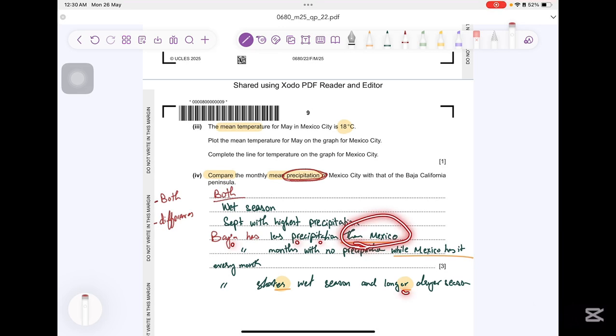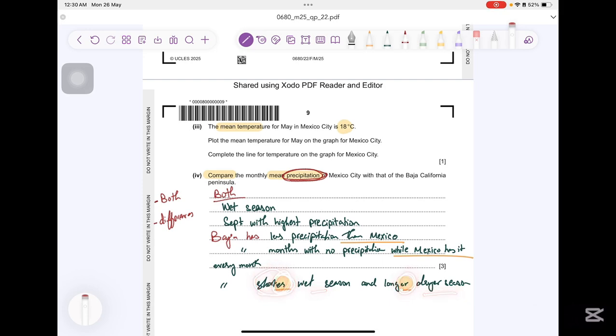And also we're going to see the ER in order to compare. Baja has months with no precipitation, unlike Mexico, which had it every month. Baja has a shorter wet season and a longer drier season.